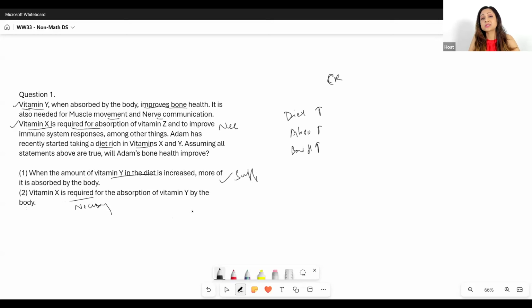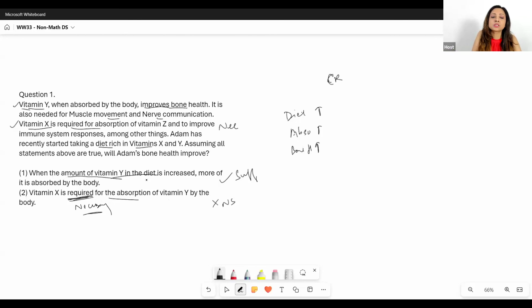I know he's taking vitamin X as well. So then he's taking one necessary condition, one is satisfied. But what if something else is also necessary to absorb vitamin Y? Do you understand? I know that this is a necessary condition. It is not sufficient for the absorption of vitamin Y. And that is the reason why this statement alone is not sufficient. This gives me a necessary condition for the absorption of vitamin Y. It does not give me a sufficient condition.